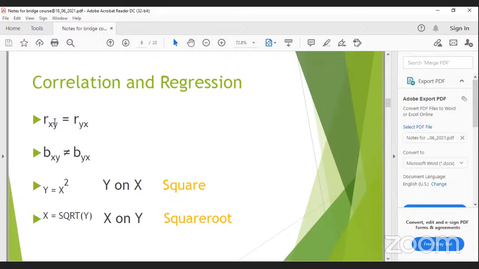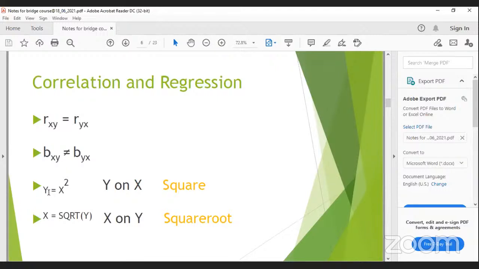But what about the regression coefficient? Regression coefficient y on x, and regression coefficient x on y. The regression coefficient of y on x is not equal to the regression coefficient of x on y. This is the difference under regression. The correlation is the same, but the regression coefficient value is going to be different.